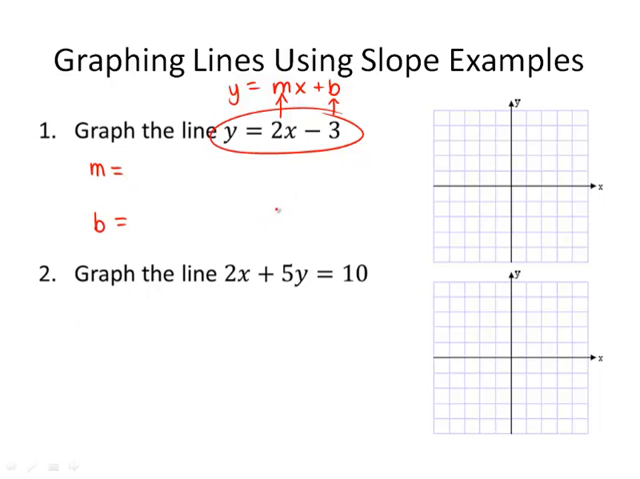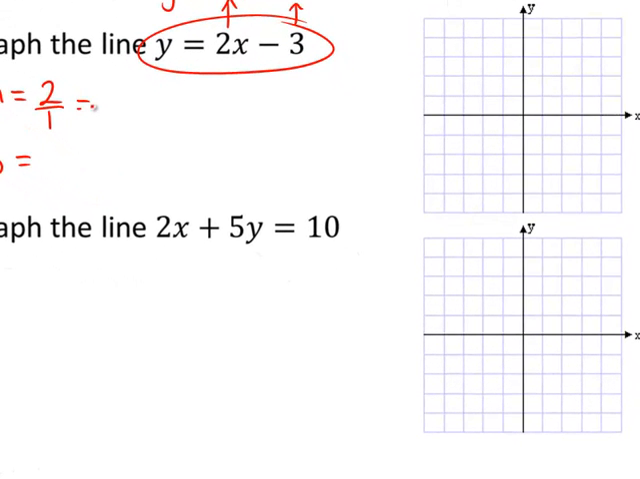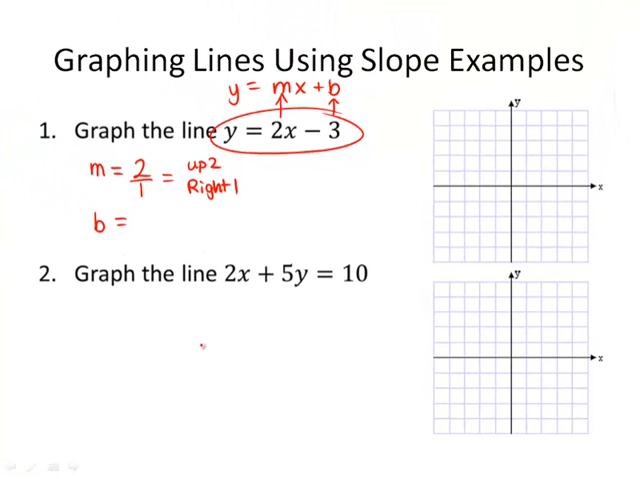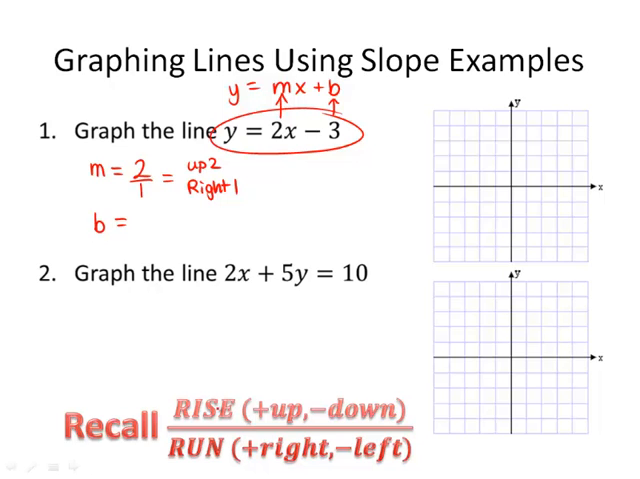So what is the slope in example 1? y equals 2x minus 3. In the slope's position, you have 2. And we can translate that as 2 over 1, which means rise 2 and right 1. You can recall that for rise, positive means up and negative means down. And for run, positive means right and negative means left.